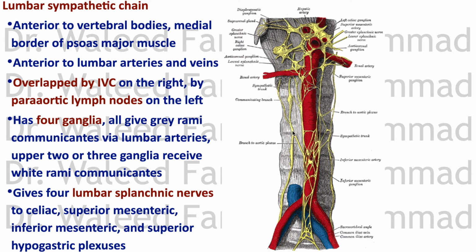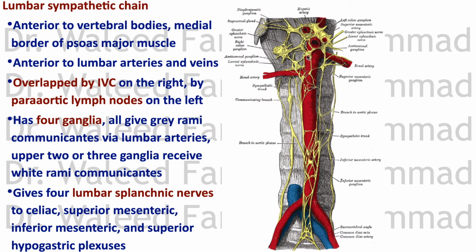Overlapped on the right side by the inferior vena cava and on the left side by the para-aortic lymph nodes, it has 4 to 5 ganglia, all give gray communicantes via the lumbar arteries, plexus around the arteries. And the upper 2 or 3 ganglia receive the white communicantes, as I told you before, as part of the sympathetic outflow. They give four lumbar splanchnic nerves, as you can see here, the lumbar splanchnic nerves.